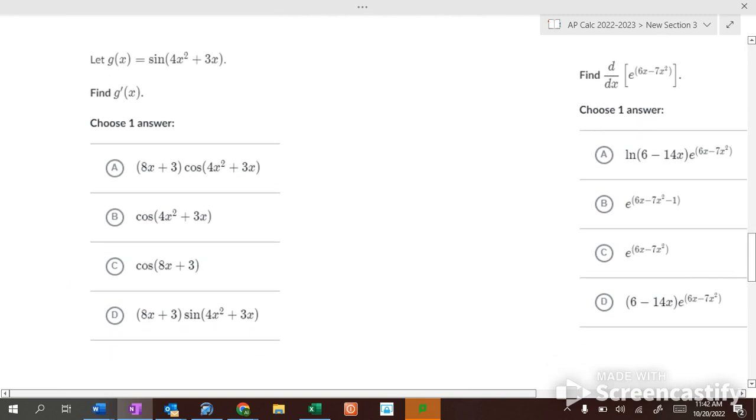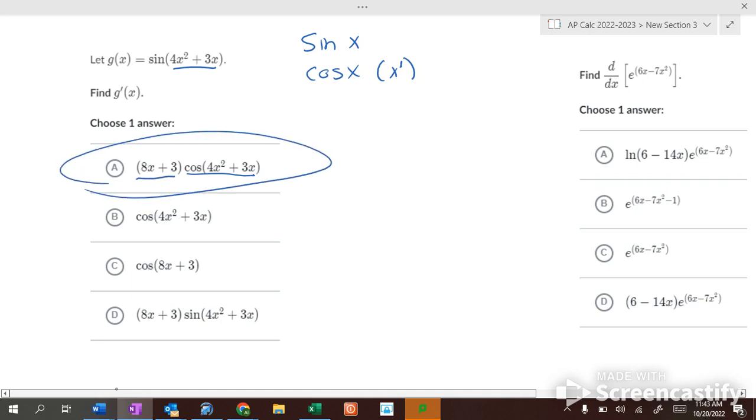And then finally, you'll have a few more chain rule problems. So what is the first derivative of the sine of plain and simple x? Cosine of x, right? So if it's a sine of something complicated, it's the cosine of something complicated times the first derivative of the something complicated. Okay? So it's the cosine of that times the first derivative of the inside, which is that. So it is choice A.